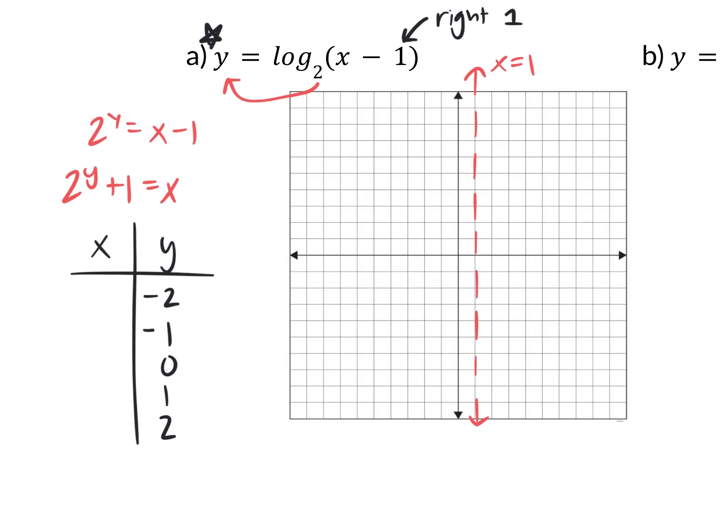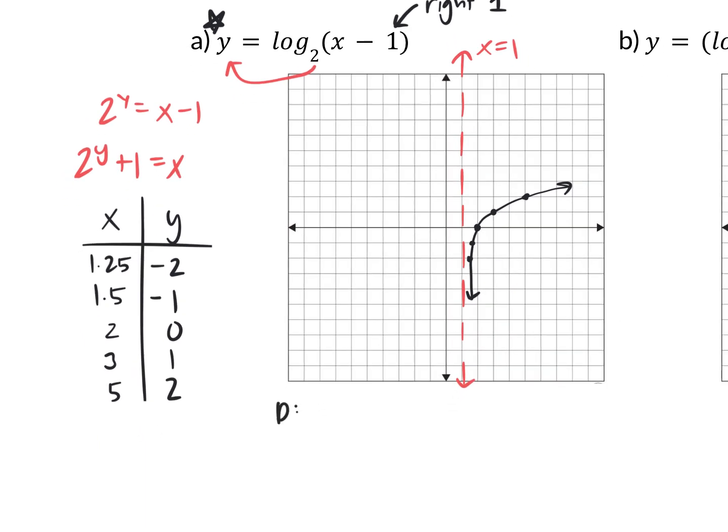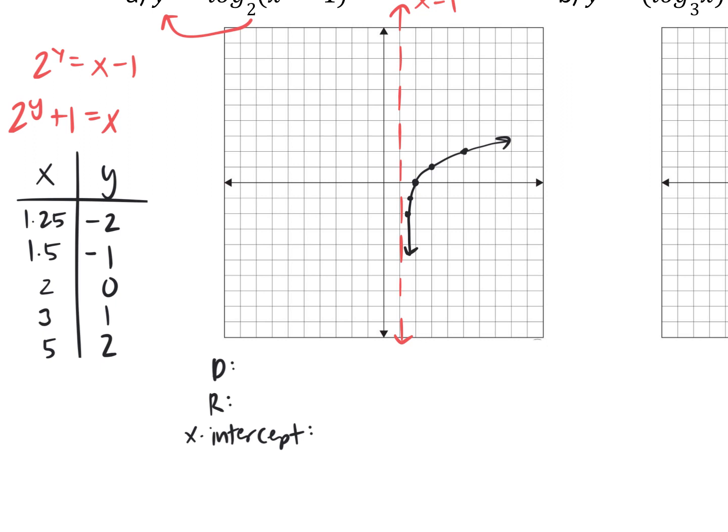All right, I'm going to write them up here. We should have 1.25, 1.5, 2, 3, 5. You guys all get those? Okay, and I plot these. And then we need to identify what is my domain, what is my range, and what is my x-intercept. And when we write our x-intercept, we have to write that as a coordinate, or as an ordered pair. So I need an x and a y. I don't need x equals 3 as my answer or x equals 2, right?